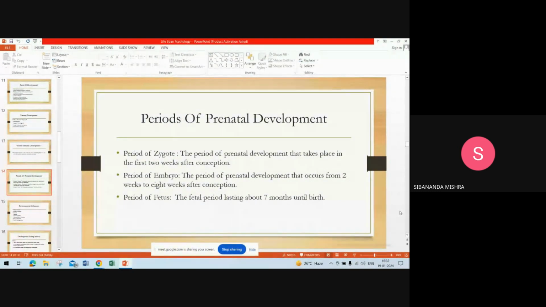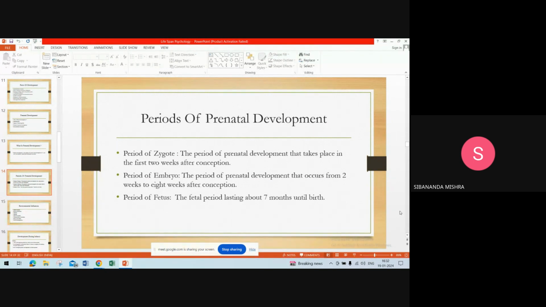Three months after conception, the genitals can be identified as male or female. The face, forehead, eyelids, nose, and chin are distinguishable. It means that in the third stage, all the parts of a human being are differentiated and you can identify it as a child.